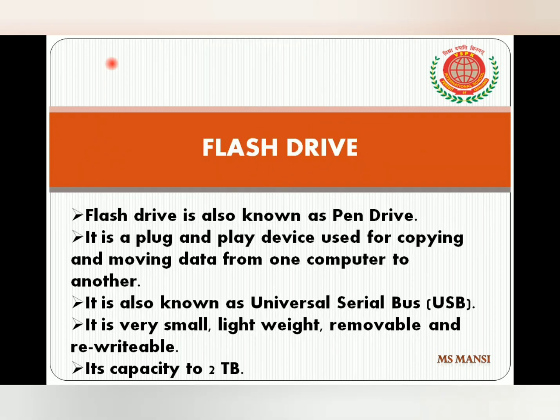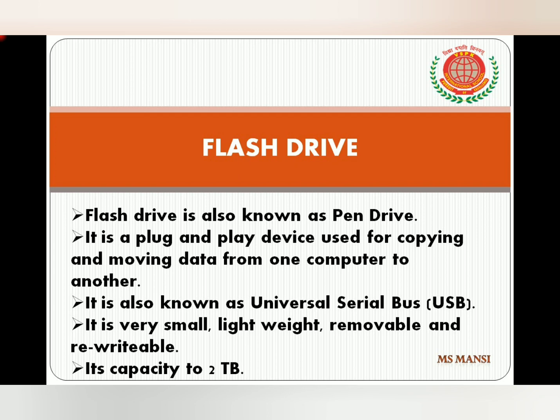So what is flash drive? Flash drive is also known as pen drive. It is a plug and play device used for copying and moving data from one computer to another. It is also known as universal serial bus. Another name for flash drive is universal serial bus. It is very small, lightweight, removable and rewritable. Its capacity is 2 TB.